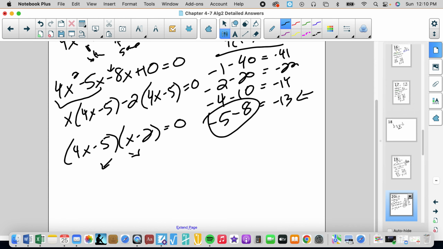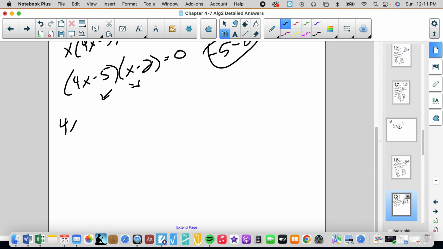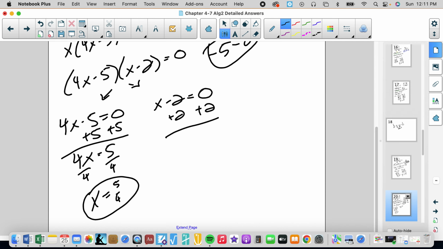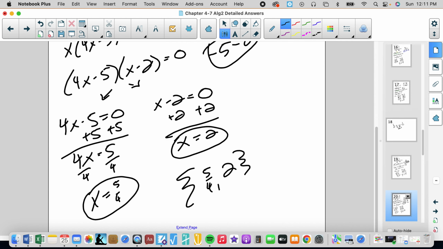Product of two terms equaling 0, or two binomials. Set each one equal to 0 to find out what would make that box, that binomial 0. 4x equals 5, divided by 4. X equals 5/4. We don't have to turn it to a mixed number. In high school, we embrace mixed numbers, or excuse me, we embrace improper fractions. And let's put it in numerical order. We should know that 5/4 is smaller than 2.